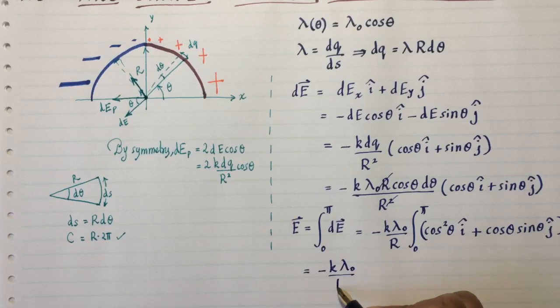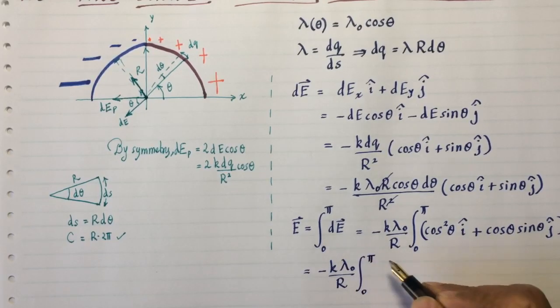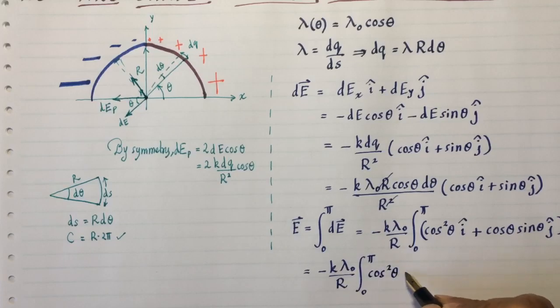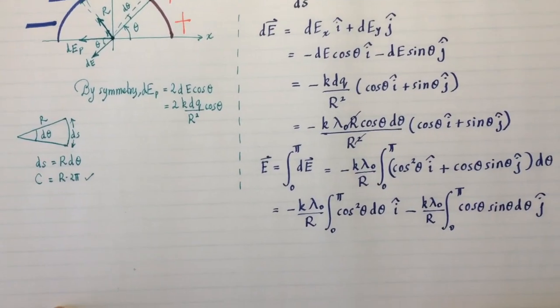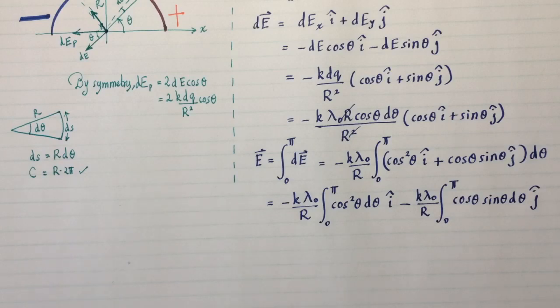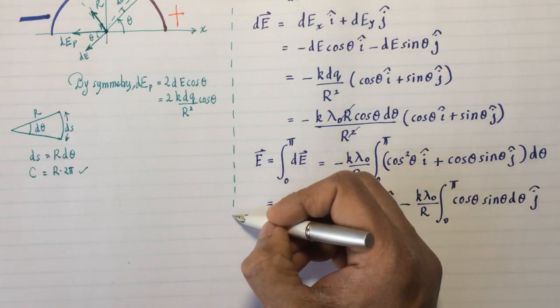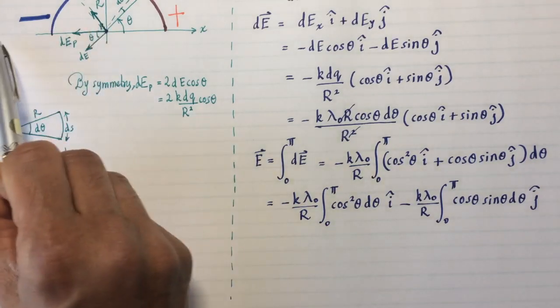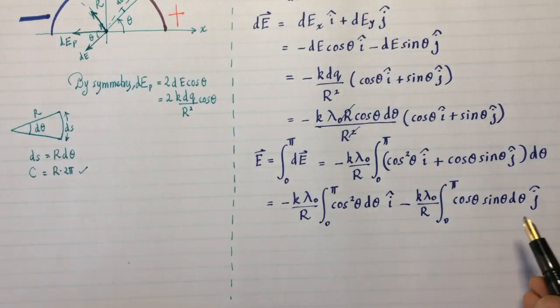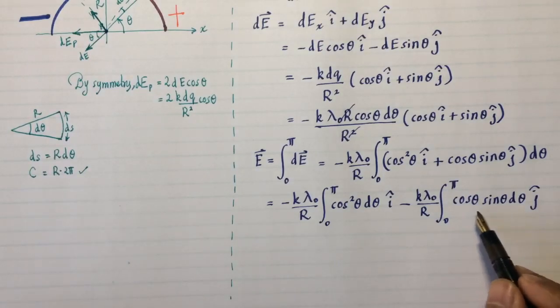This is k lambda naught over r times the integral from 0 to pi cosine squared theta d theta i hat, minus k lambda naught divided by r integral 0 to pi cosine theta sine theta d theta j hat. Now remember, at the end of the day, we are supposed to get only the i component. The j component is going to vanish because according to our symmetry argument, only the i component survives. So let's try to figure out why the j component vanishes.